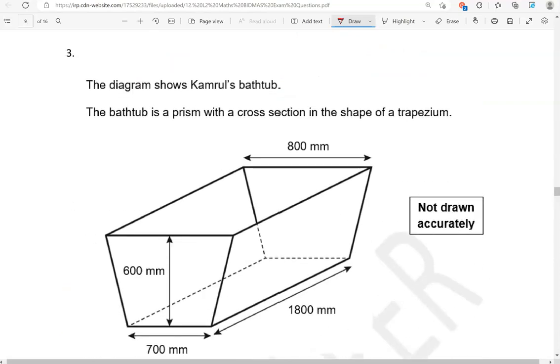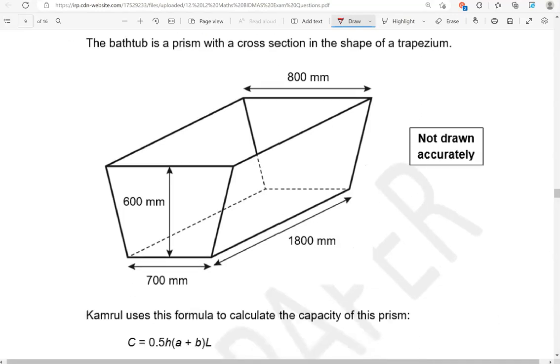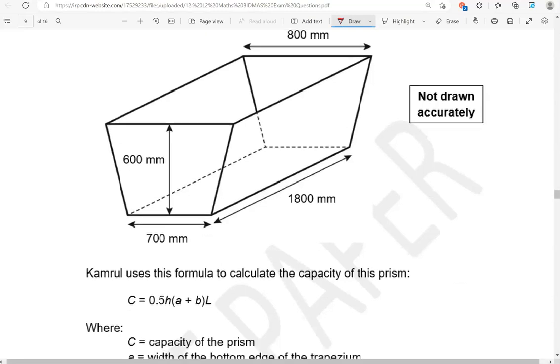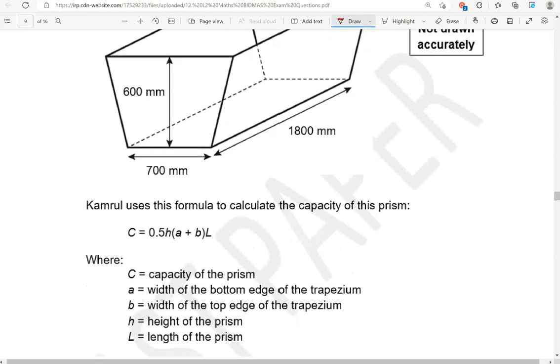The diagram shows Cameral's bathtub. The bathtub is a prism with a cross-section in the shape of a trapezium. Cameral uses this formula to calculate the capacity of this prism. C is equal to 0.5h multiplied by A plus B in brackets times L, where C is the capacity of the prism, A is the width of the bottom edge of the trapezium, B is the width of the top edge of the trapezium, H is height of the prism, L is the length of the prism.